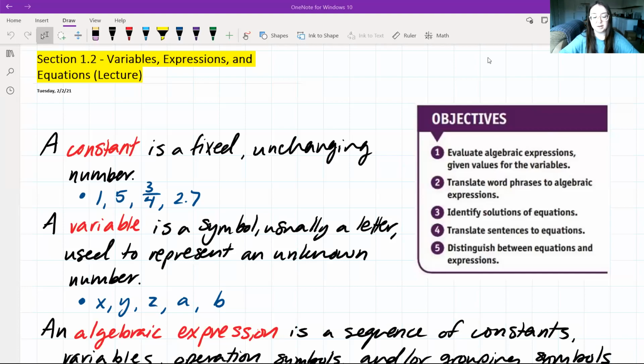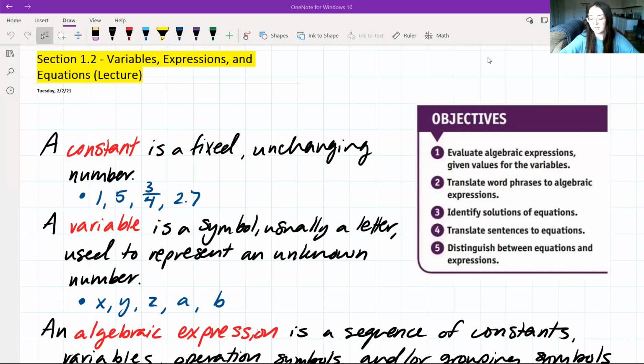Hello, everyone. Today we're going to be going over section 1.2, which is about variables, expressions, and equations. We have 5 objectives today. Objective 1 is to evaluate algebraic expressions given values for the variables. Objective 2 is to translate word phrases to algebraic expressions.